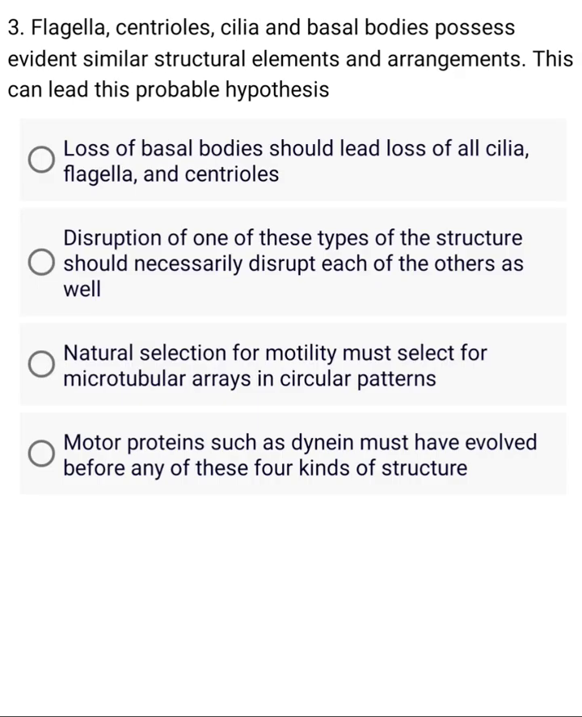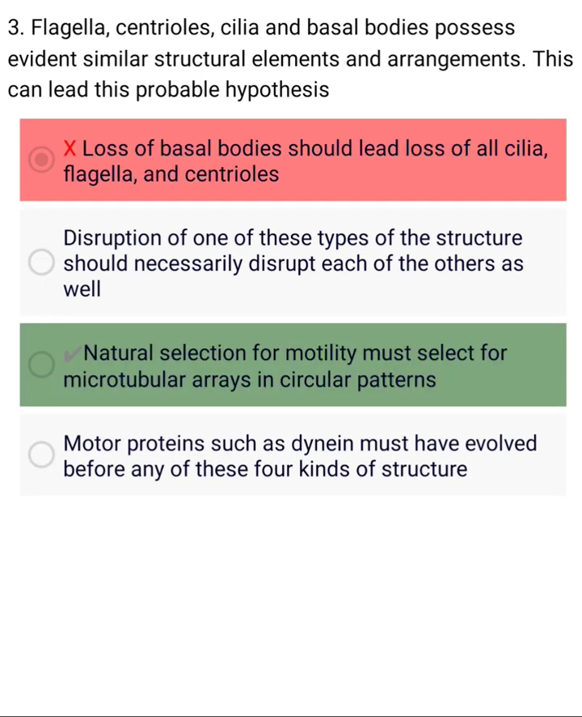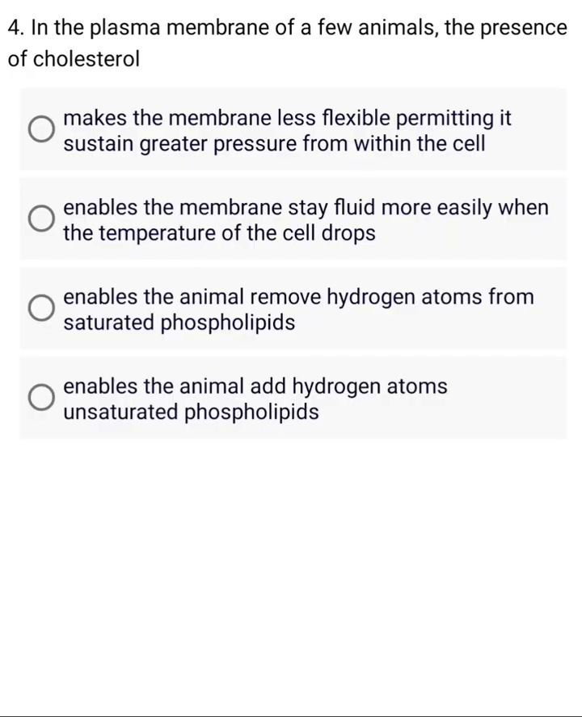Acrocentric. Wrong. Flagella, centrioles, cilia and basal bodies possess evident similar structural elements and arrangements. This can lead to this probable hypothesis. A. Loss of basal bodies should lead to loss of all cilia, flagella, and centrioles. B. Disruption of one of these types of structure should necessarily disrupt each of the others as well. C. Natural selection for motility must select for microtubular arrays in circular patterns. D. Motor proteins such as Wrong.